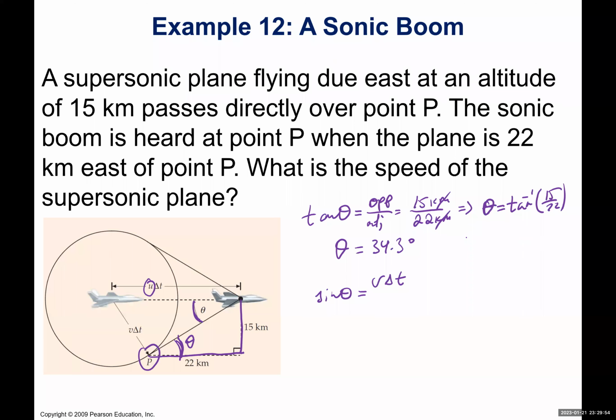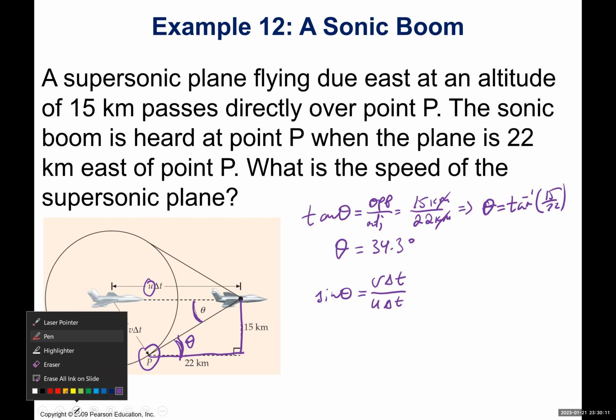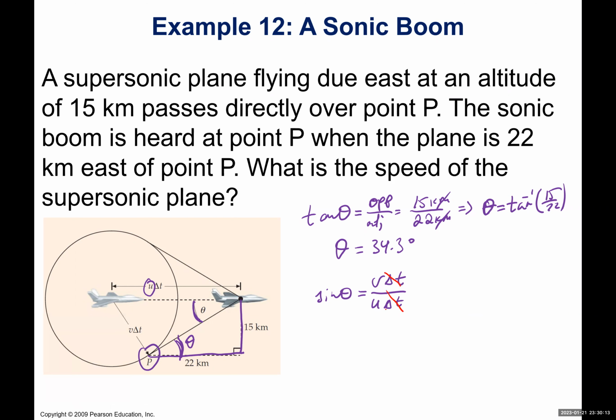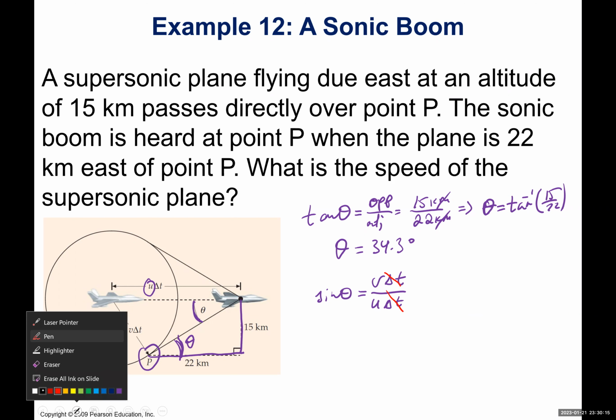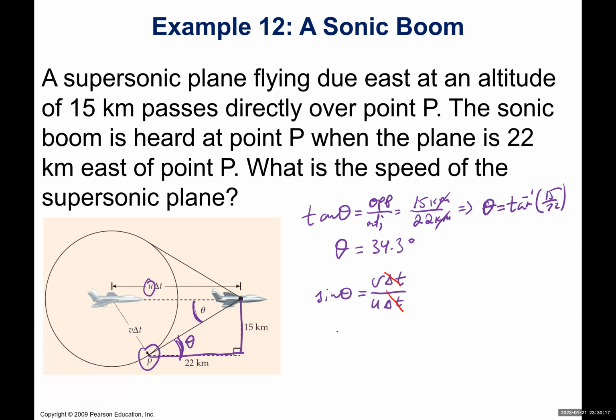for the sound to reach position P, divided by the distance covered by the plane, where u represents the speed of the plane. It'll be u times delta T. The delta T is exactly the same for both, so we can cancel it out, and then u equals v over sine of theta.